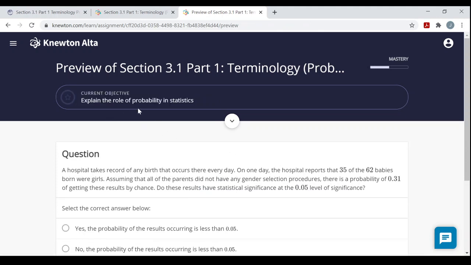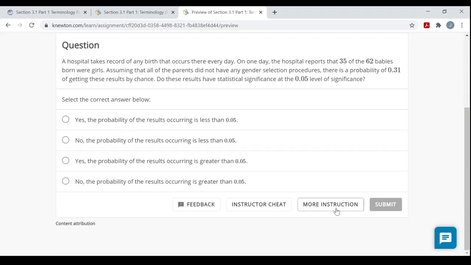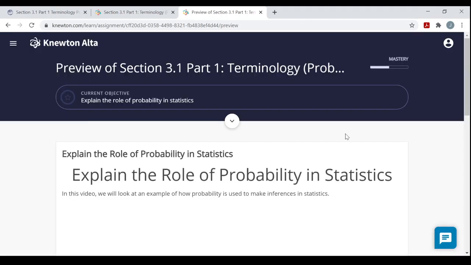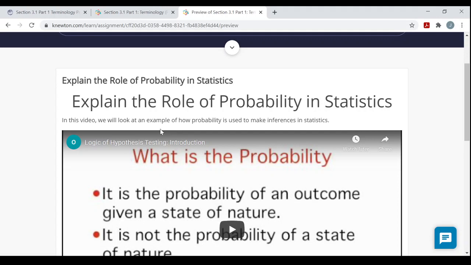Explain the role of probability in statistics. All right, so this has, I'll go to more instruction. Now there's a video here, I believe. I'm not going to watch the video within the video. All right. So you're looking at an example of how probability is used to make inferences in statistics.